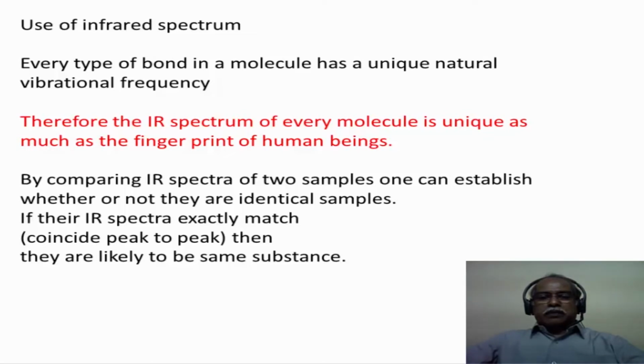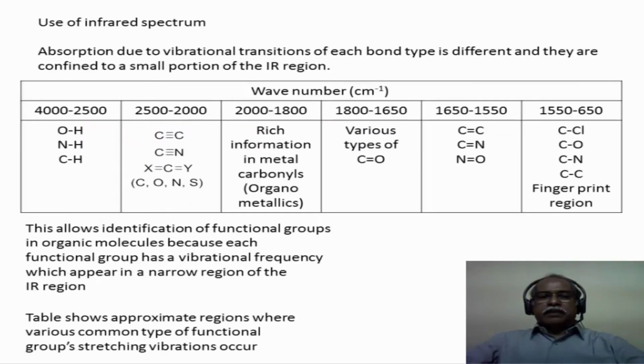It's like matching the fingerprint of human beings to identify human beings. One can match the fingerprint regions of the infrared spectrum of two samples, and if they match exactly on top of each other, then we can consider these two samples to be identical samples. The other use of the infrared spectrum, of course, is the conventional, traditional use where the vibrational stretching frequencies of various functional groups could be detected in the infrared spectrometer. The absorptions due to the vibrational transition of each type of bond are different, and they are confined to a very small portion of the infrared region.